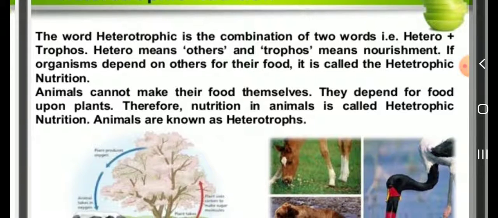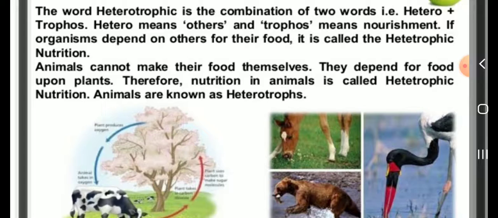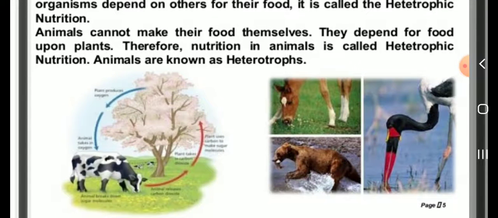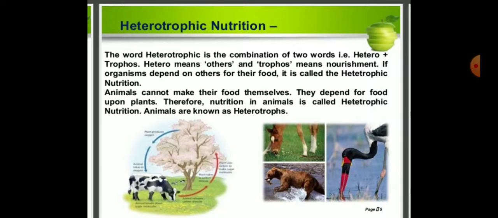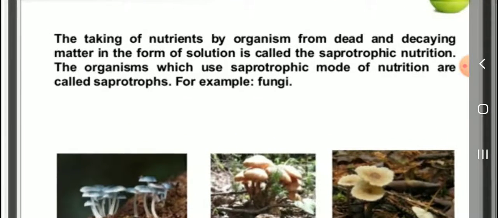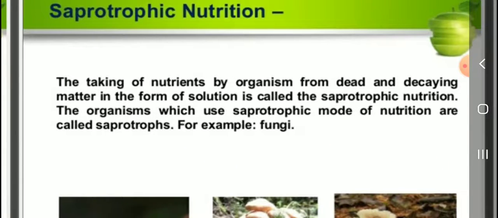Animals cannot make their food themselves. They depend for food upon plants. Therefore, nutrition in animals is called heterotrophic nutrition. Animals are known as heterotrophs. That is heterotrophic nutrition. Animals depend upon another one, so they are heterotrophs. Hetero means another.